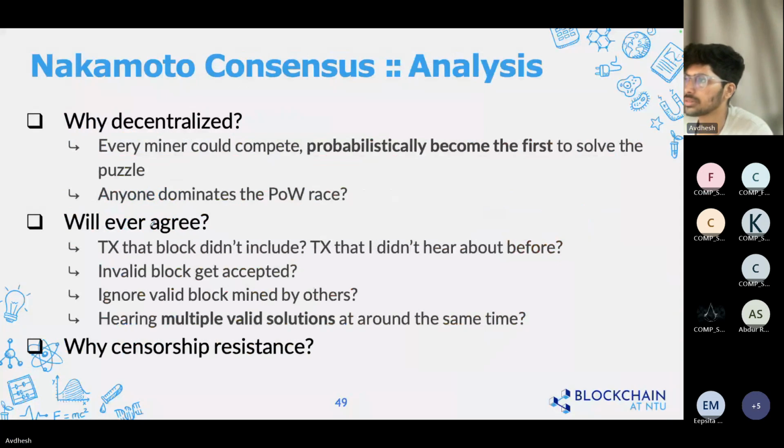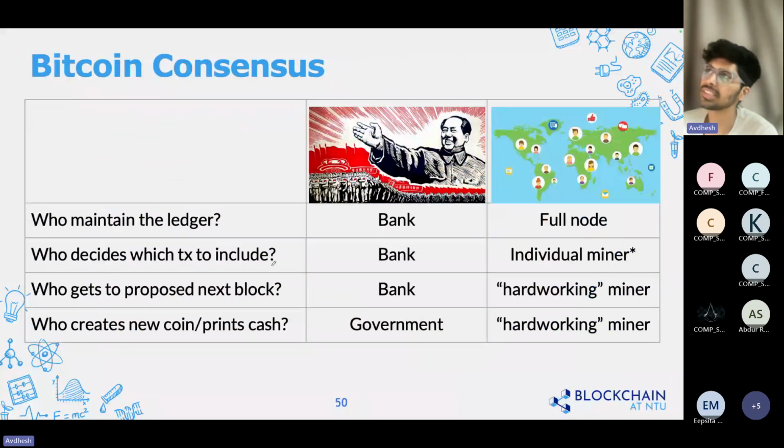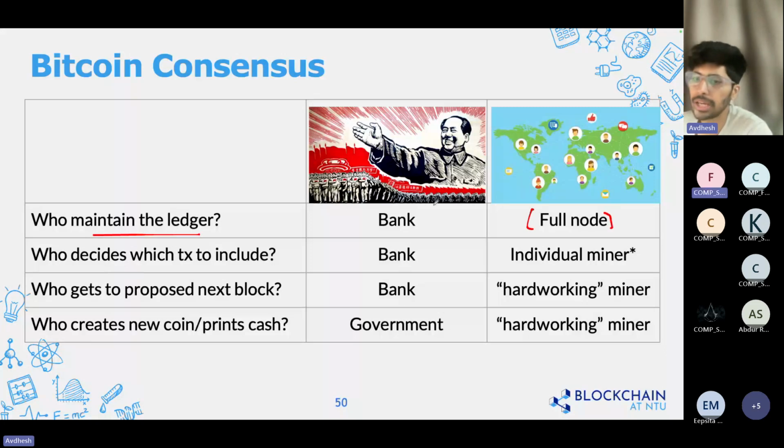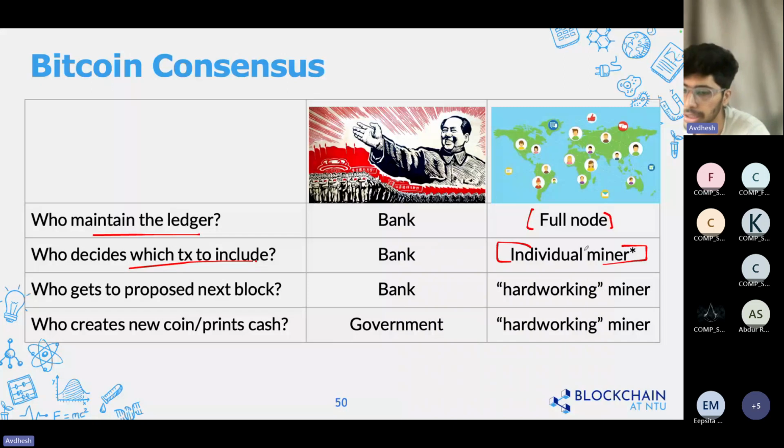So this is how it is right now. Who maintains the ledger? All the nodes that are acting peer to peer are maintaining the ledger and the transactions. Who decides which transaction to include? The lucky guy who gets to propose a block, the individual miner who first gets the nonce correct, is able to add those transactions in a block.